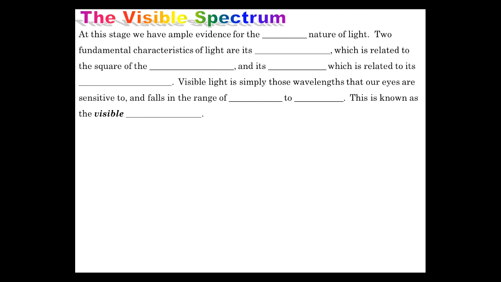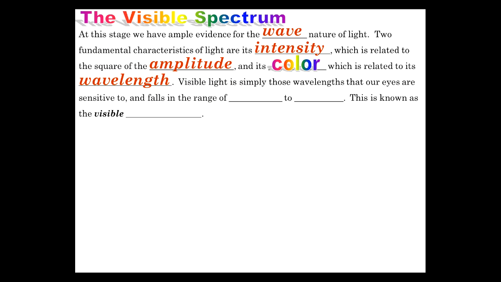So let's introduce the visible spectrum briefly. What we know so far is that light has evidence for it being a wave in nature. We have plenty of evidence for that. There are two important fundamental characteristics of light: the intensity, which is related to the square of the amplitude, and also its color. We haven't talked about color yet, but that is related to the wavelength. So the wavelength of light determines the color.